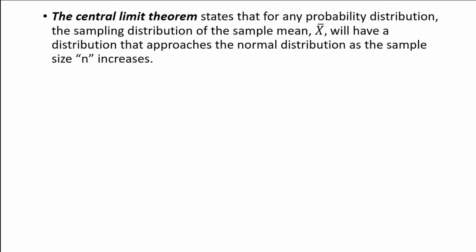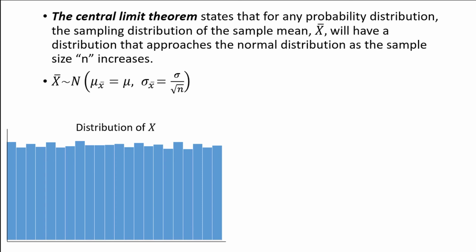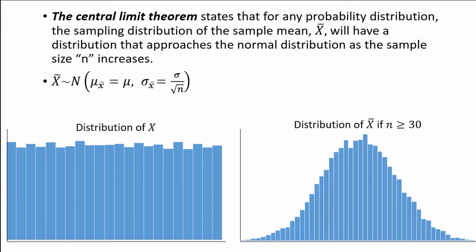As a reminder, the central limit theorem states that for any probability distribution, the sampling distribution of the sample mean, x bar, will have a distribution that approaches the normal distribution as the sample size n increases. X bar will have an approximately normal distribution with the same mean as the original distribution and a standard deviation equal to the original standard deviation sigma divided by the square root of the sample size n. If the original distribution looks like this, or any other non-normal distribution, the distribution of the sample mean will look like this, a normal distribution, assuming the sample size is at least 30.